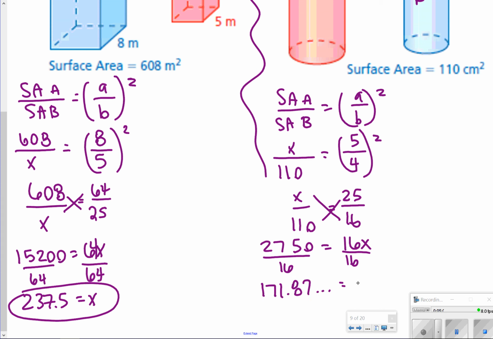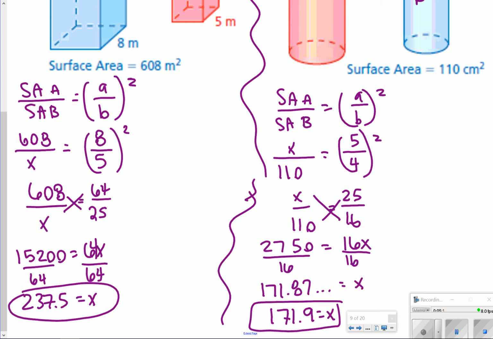171.87, and it does say round to the nearest tenth, so we're going to round it to 171.9 is equal to x. Okay, if you didn't round, that's fine. Just make sure you pay attention to your directions for next time. But as long as you're able to get 171.87, you're at least setting it up correctly.